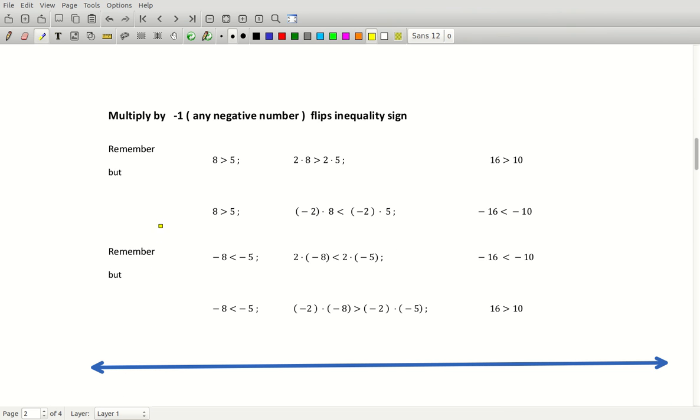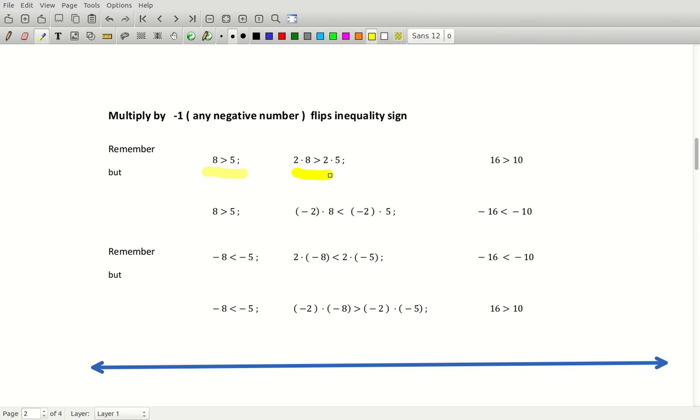Another thing to remember is this one. If I multiply an inequality by any negative number, for example minus 1, the inequality sign flips. Example, 8 greater than 5. This is a correct inequality. 8 is really greater than 5.